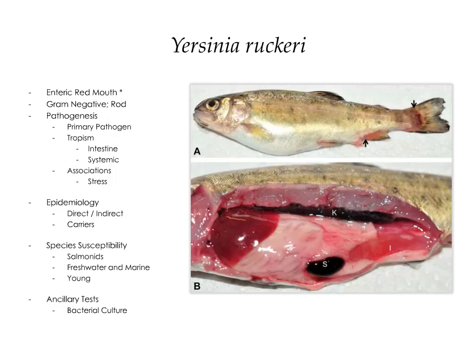Yersinia ruckeri is the agent responsible for the disease known as enteric redmouth, which is an annually notifiable disease. This is a gram-negative rod-shaped bacteria. It's a primary pathogen with a tropism for the intestine, eventually resulting in systemic infection. The disease is associated with elevated stress. In regards to epidemiology, transmission is either direct or indirect.